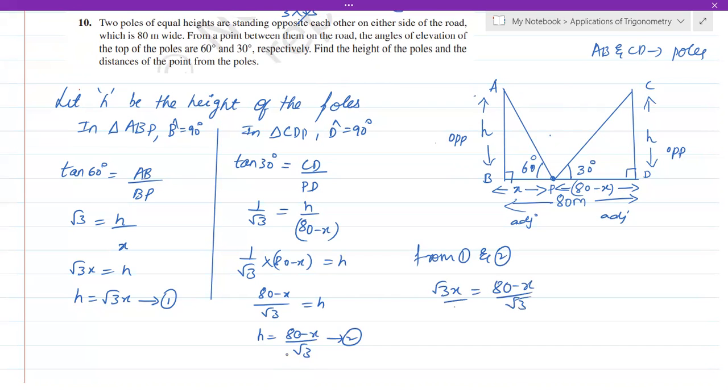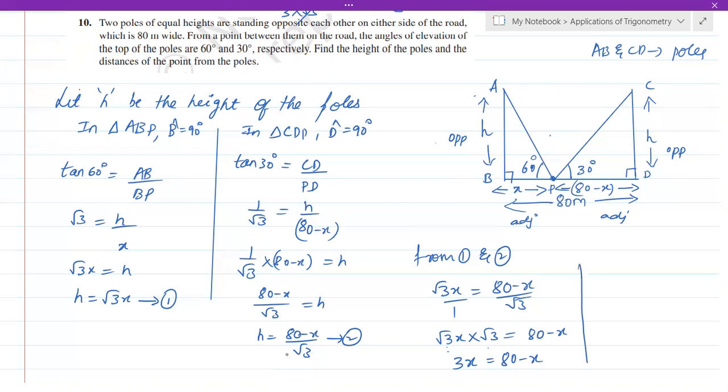Let's cross multiply. Root 3x into root 3 is equal to 1 into 80 minus x. 1 into anything is the same thing. So root 3 into root 3 is root 3 square, which becomes 3, and x as it is. So 3x is equal to 80 minus x.